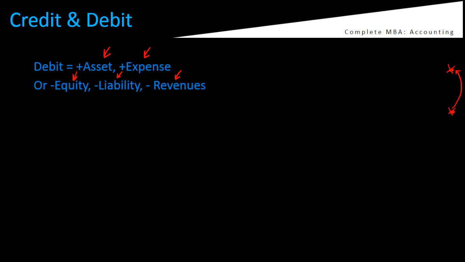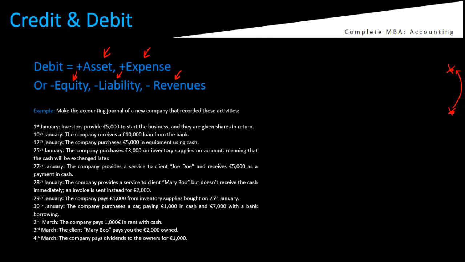Let's imagine that you're starting a company, for example, and you're making the accounting journal for the following activities. I put a lot of activities so that you understand all of the cases. What I wrote here is a list of what I think that a small company should do when it starts, from the moment of its creation.